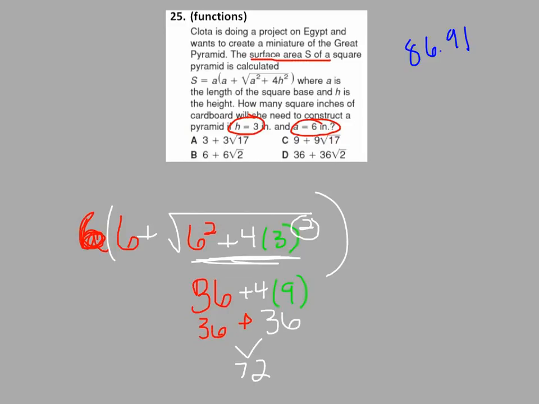Okay, what is 3 plus 3 root 17? Well, that's going to be 15.37. So that's definitely not it. Alright, what about 6 plus 6 root 2? Well, that one's 8.49. So that's not it either. How about 9 plus 9 root 17? That ends up with 46.1. And last but not least, sure enough, this one ends up being 86.91.